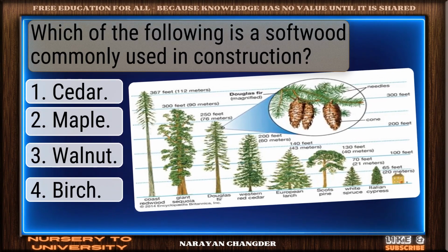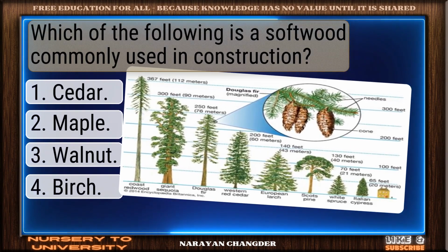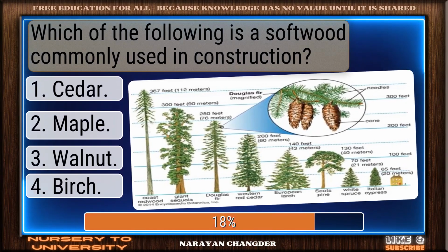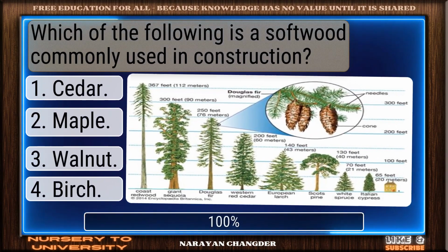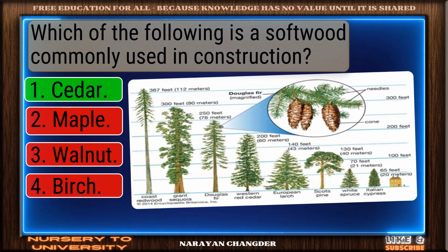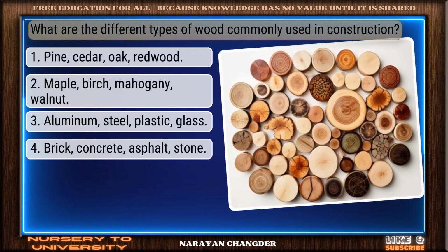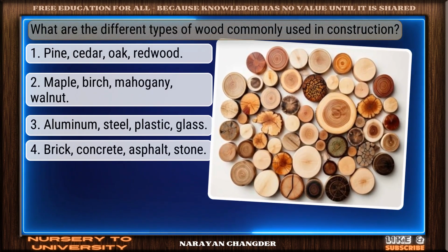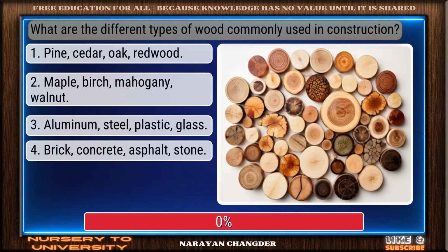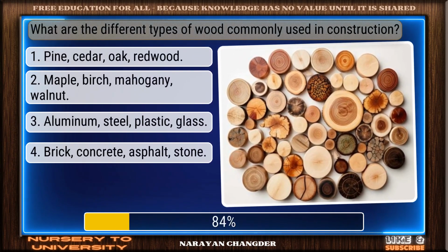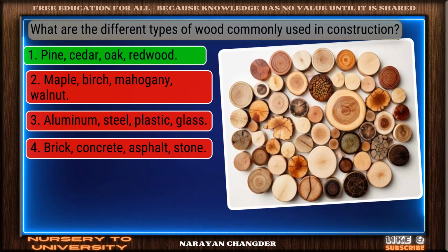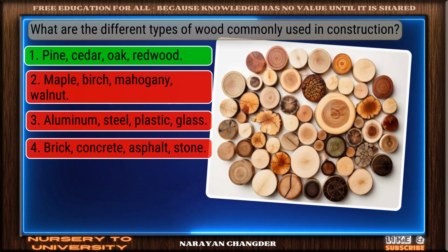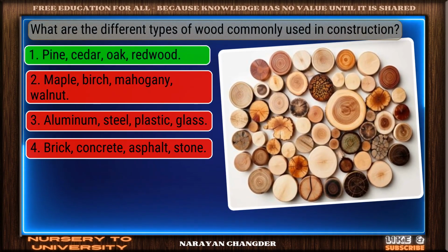Which of the following is a softwood commonly used in construction? Valid point. Cedar is true. What are the different types of wood commonly used in construction? Solid response. Pine, cedar, oak, redwood is a valid choice.